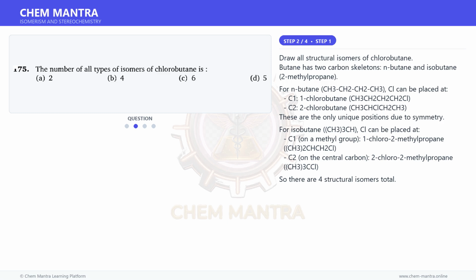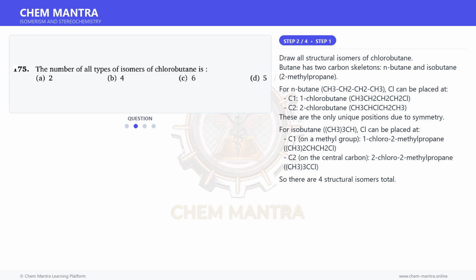Moving on to the next step. Draw all structural isomers of chlorobutane. Butane has two carbon skeletons, n-butane and isobutane (2-methylpropane). For n-butane, CH3CH2CH2CH3, Cl can be placed at C1, 1-chlorobutane, CH3CH2CH2CH2Cl, or at C2, 2-chlorobutane, CH3CHClCH2CH3. These are the only unique positions due to symmetry.